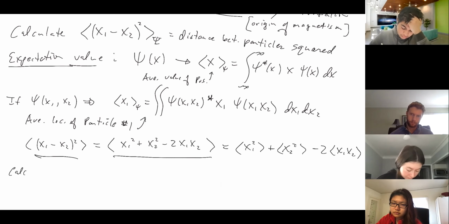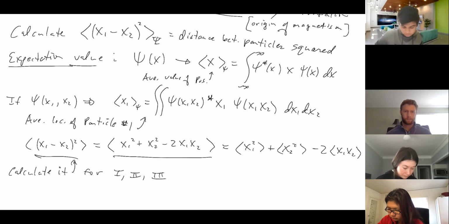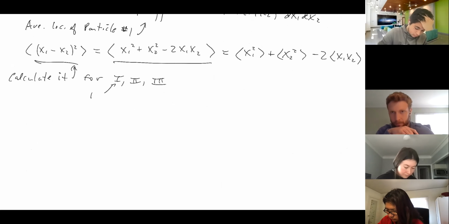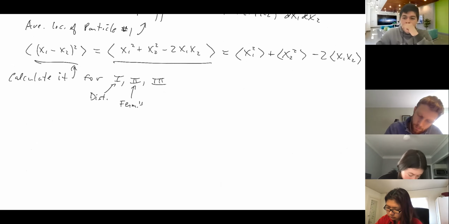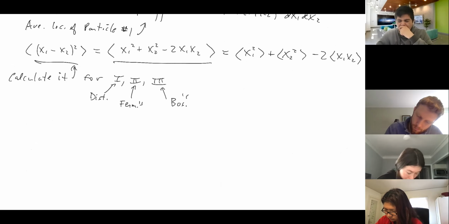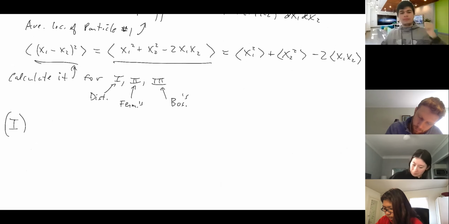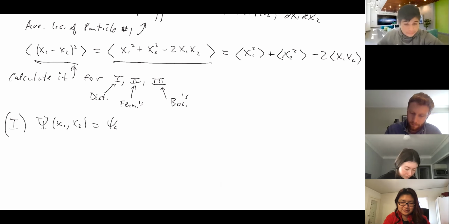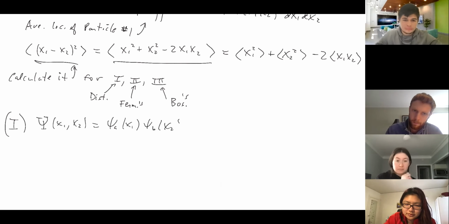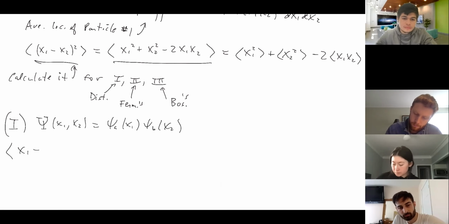Let's calculate this for the three cases, case 1, case 2, and case 3 that I described above, where case 1 is the distinguishable particles, case 2 is the indistinguishable fermions, and case 3 is the indistinguishable bosons. Let's look at case 1. Now I have psi of x1, x2 equal to psi a of x1 times psi b of x2, and I'm going to calculate the expectation value of x1 minus x2 squared.